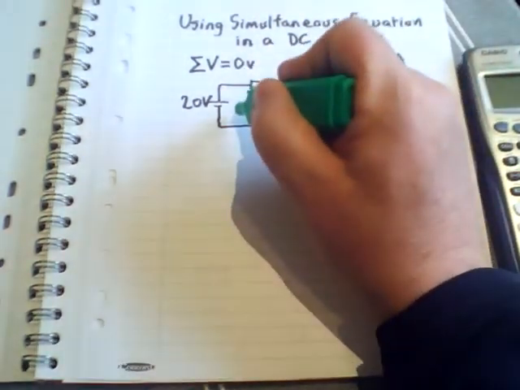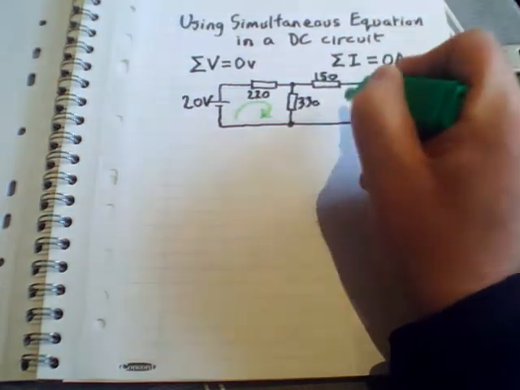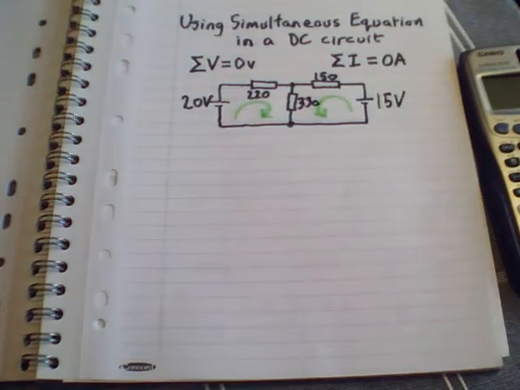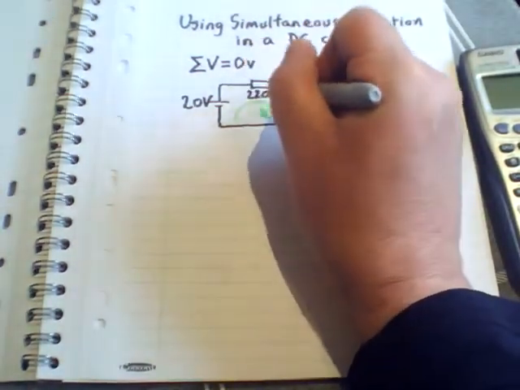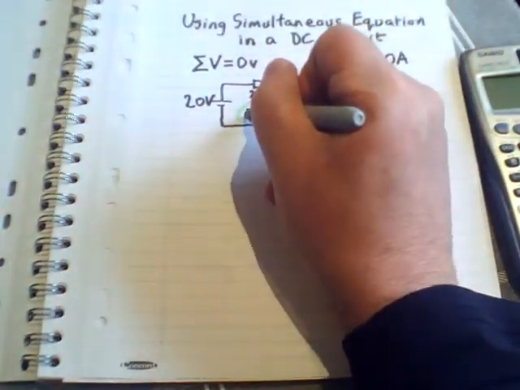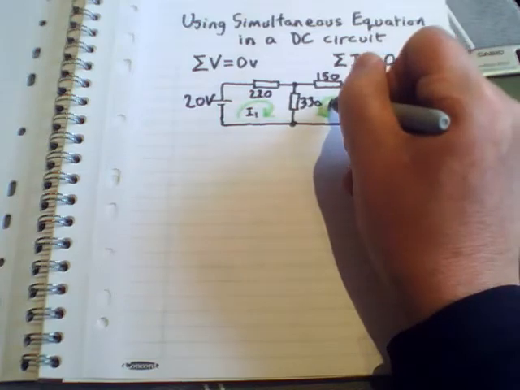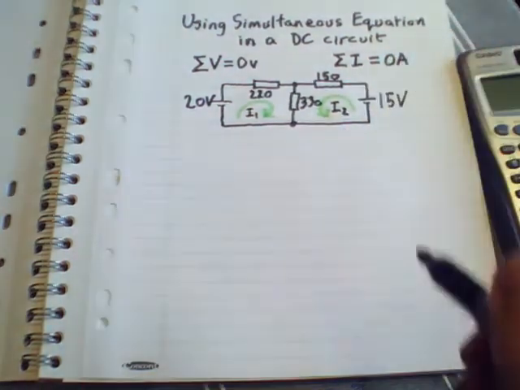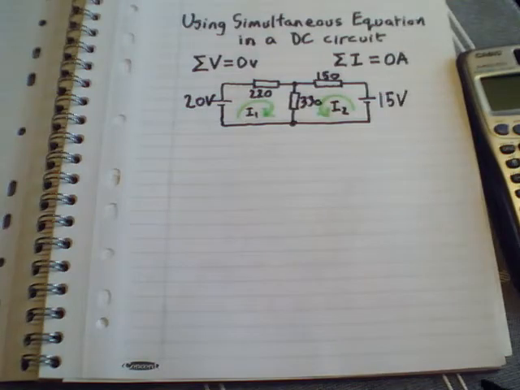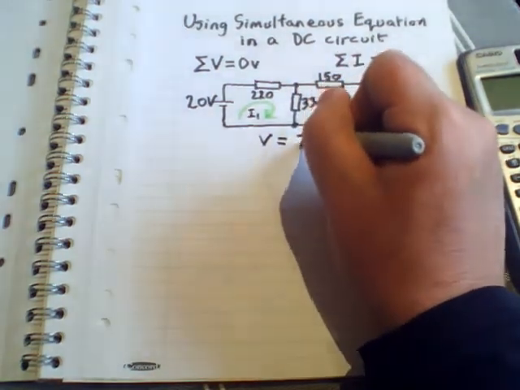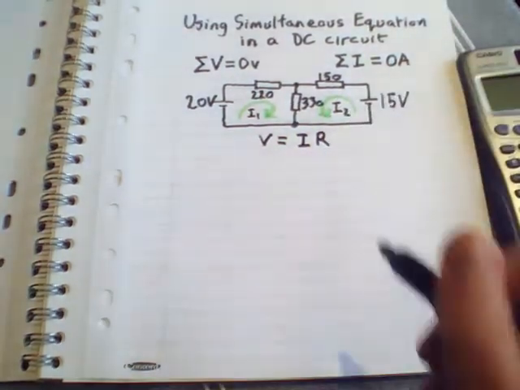So I'm going to use these two as the directions of current flow. I'm going to form two equations. I'm going to say the current flowing around this one is I1, and the current flowing around this one is I2. I should have mentioned as well, I'll be using Ohm's law. Voltage equals current I times resistance R.